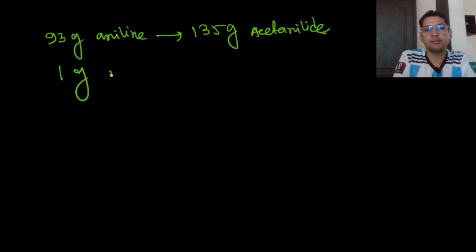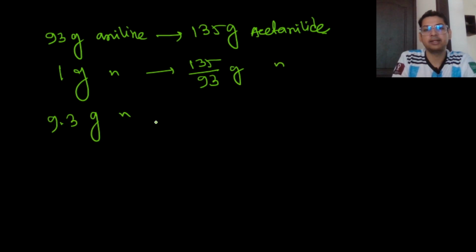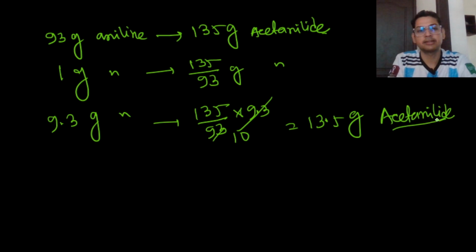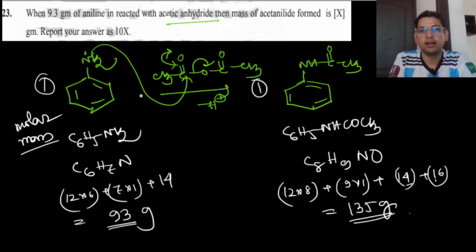So from 1 gram aniline you will get 135 by 93 gram acetanilide, and from 9.3 gram aniline you will get 135 by 93 into 9.3, it will be 10, that will be 13.5 gram acetanilide. That will be your answer. Let's check. Formed is x gram. Report your answer as 10x.